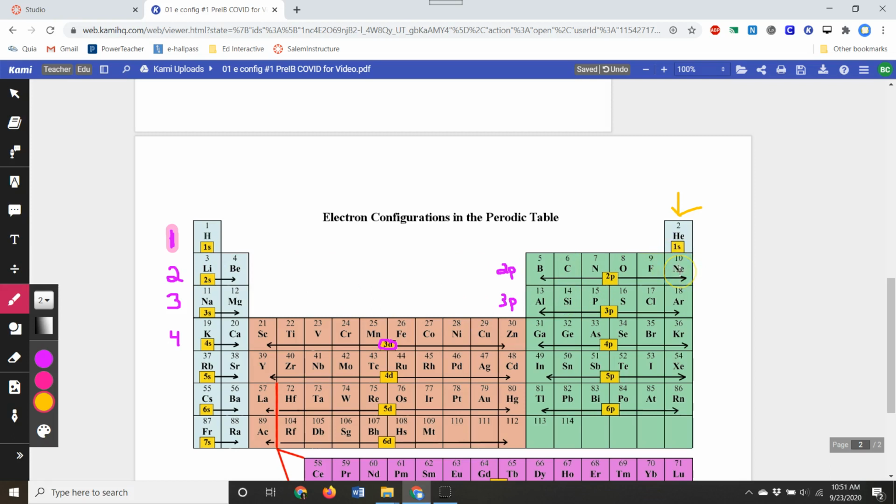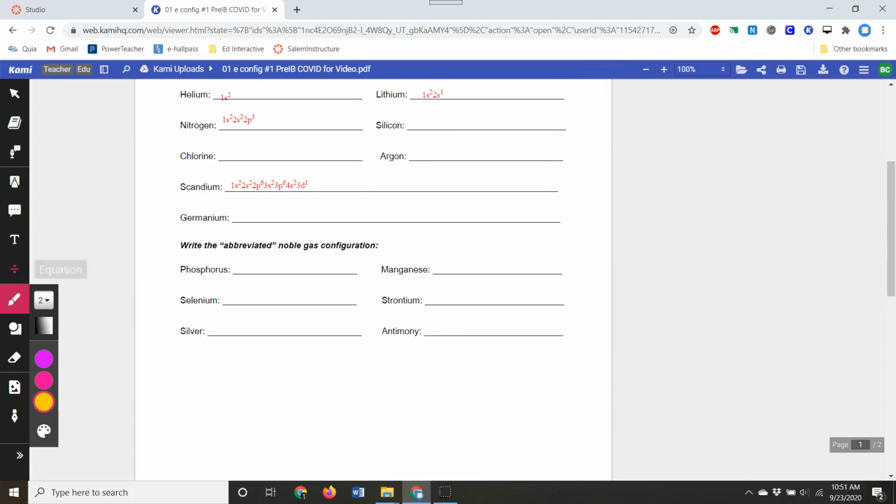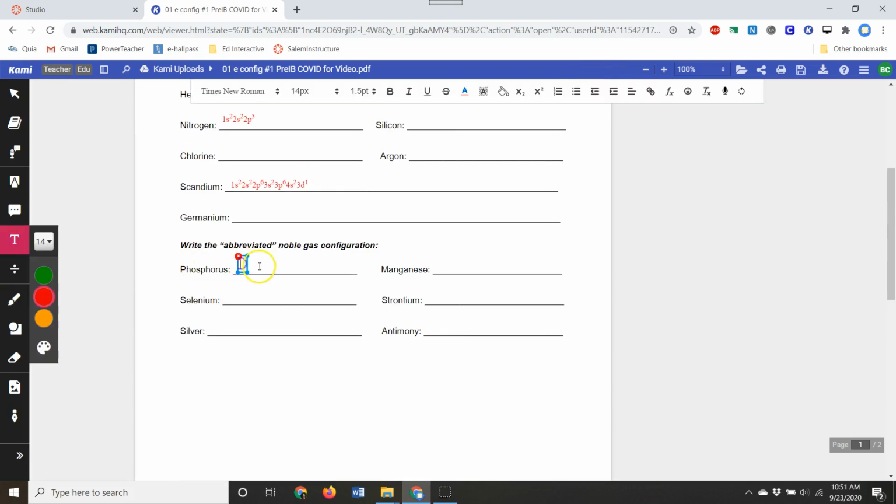So now we're going to count and find out what's after neon's electrons until we get to phosphorus. So after neon, we have 3s2, 3p1, 2, 3. So let's go and type that into our answer. We're going to need to use square brackets for neon. And then after neon, we had 3s2, 3p, and we counted over 3 squares to get to phosphorus.